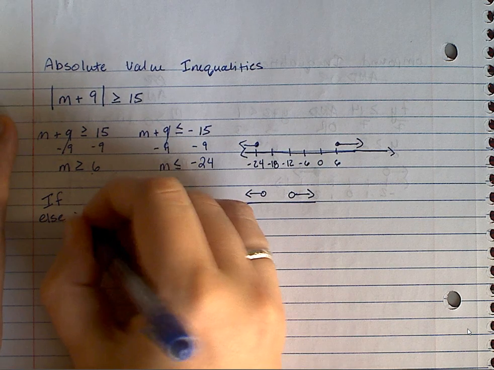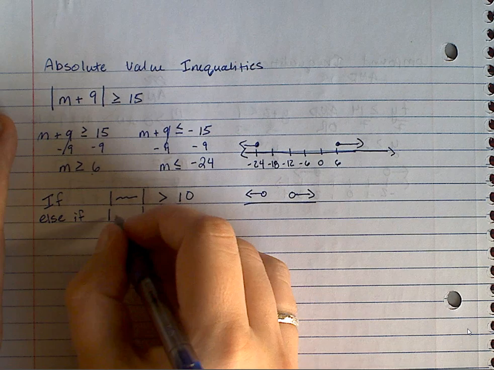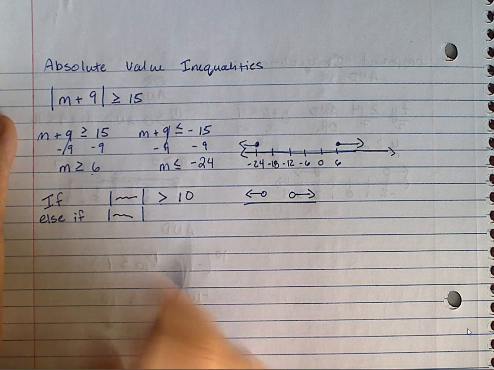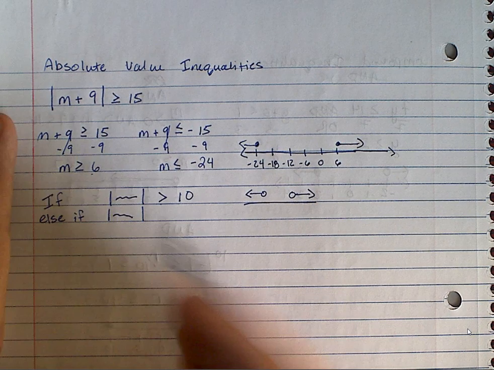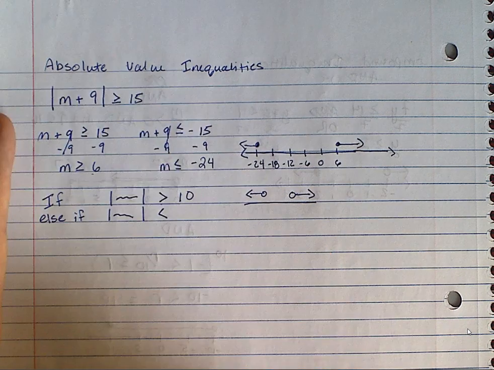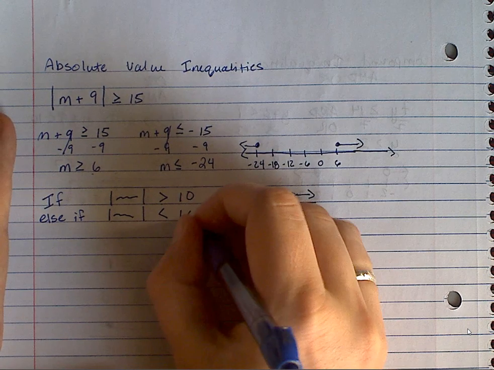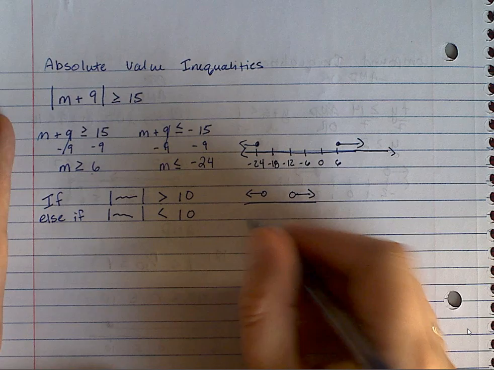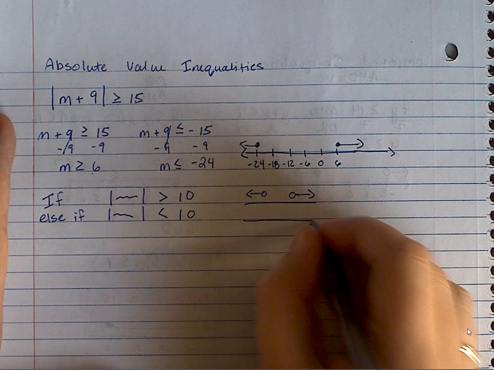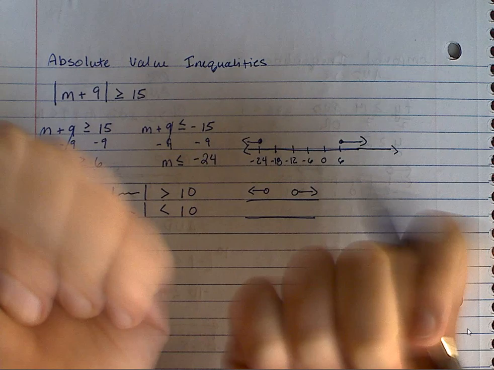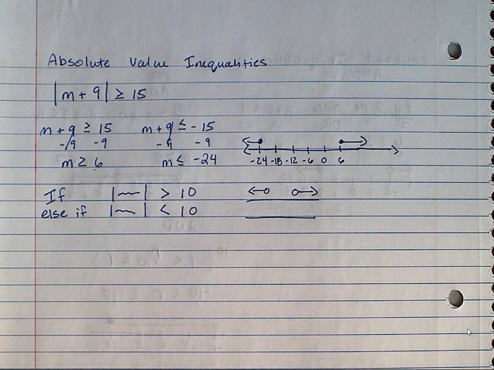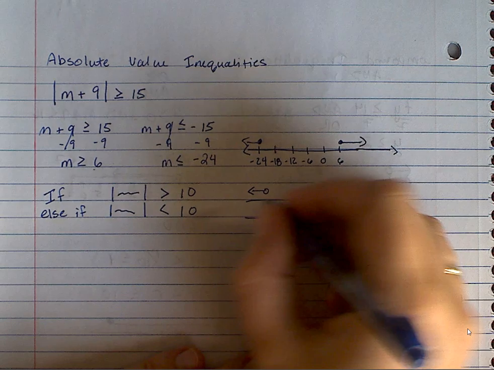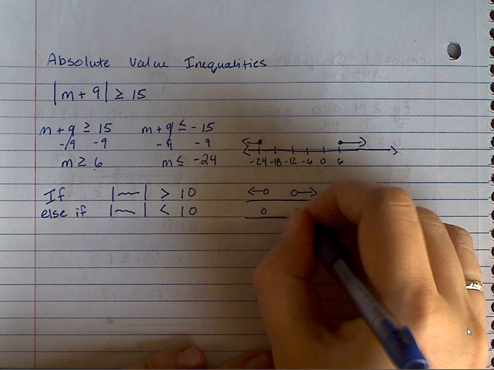If I'm going to do absolute value symbols, a little scribble there just to say something inside the absolute value, I'm going to do less than some number over here, say 10 again. If it's less than, instead of pointing away from each other, how do you think they're going to point? Towards each other, which means that they're going to make this line in between them.